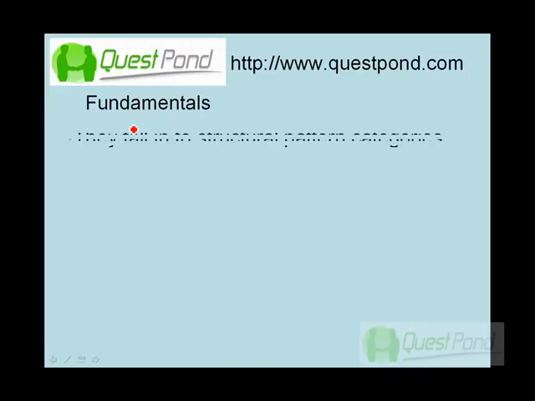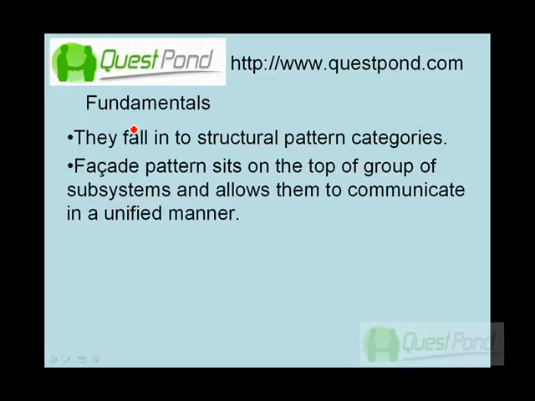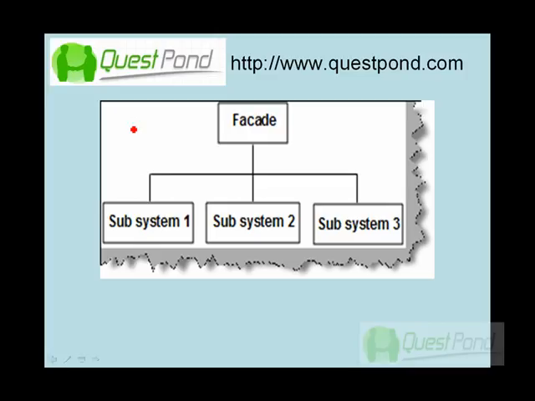So again, fundamentals as usual, they fall into the structural pattern category. They actually help us to unite or consolidate subsystems on a common communication platform. In the sense that you have two or three subsystems, the facade pattern helps us to unite these subsystems in a unified manner, so that they can communicate in a unified manner.